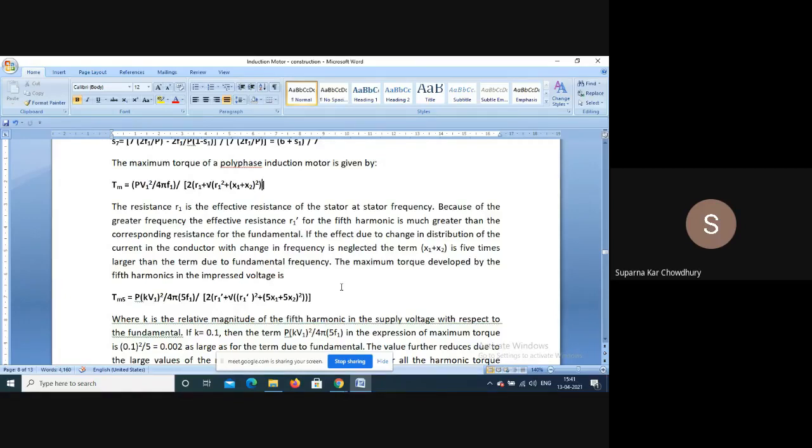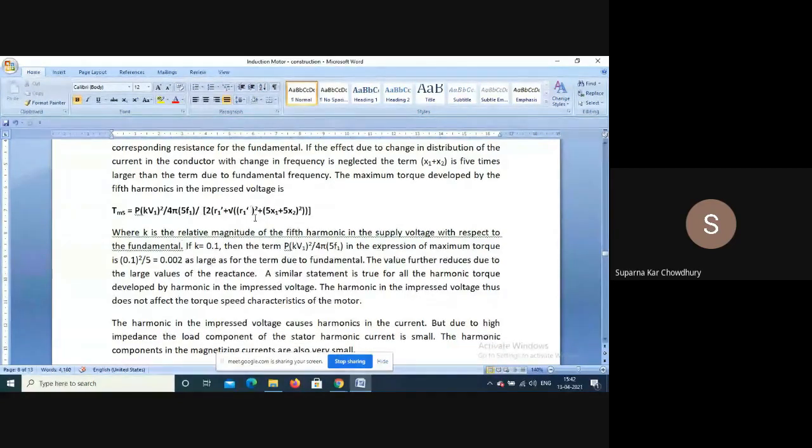So in the torque expression, in place of V1, we will have k V1 square divided by 4 pi times 5f1, and this is r1 dash plus root over r1 dash square, plus the reactance term. If we neglect the change in distribution of the flux due to higher frequency, then the inductance will be 5 times the value of the fundamental. So this will be (5x1 plus 5x2) square.